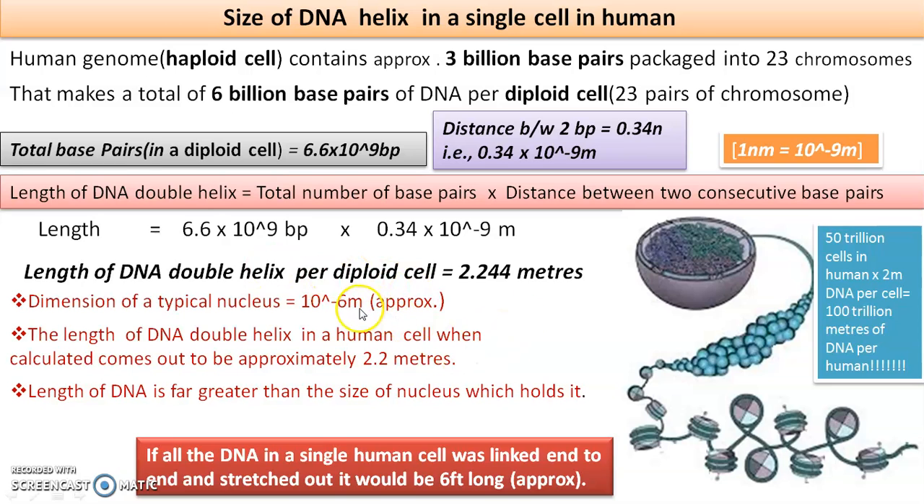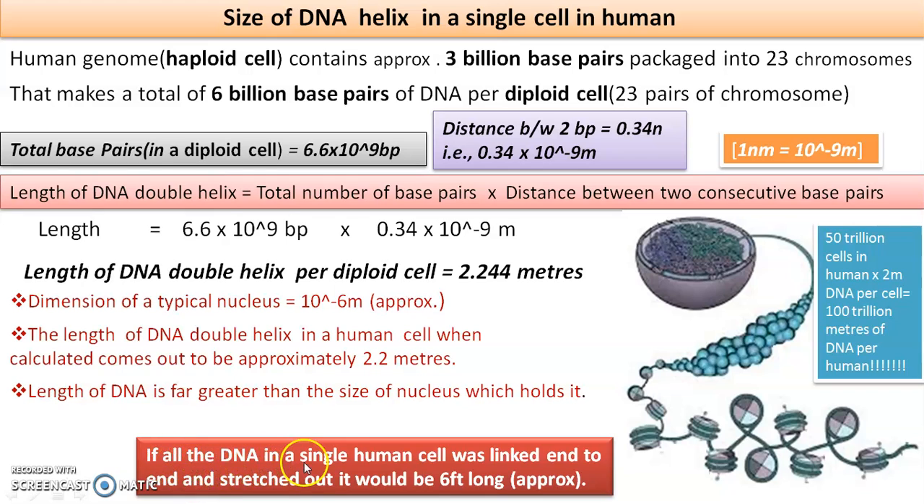So it's somewhat 1 micron, that is 10 raised to the power minus 6 meter, comes to around 1 micron. It's very small. How does such a long 2 meter DNA fit into a 1 micron nucleus? This is what we have to study. The length of the DNA double helix in a human cell comes to 2.2 meters or so, which is far greater than the size of the nucleus which holds it.